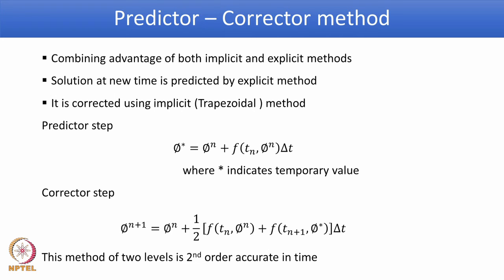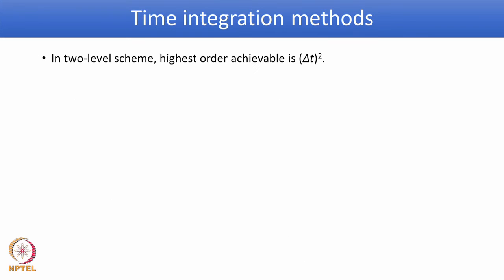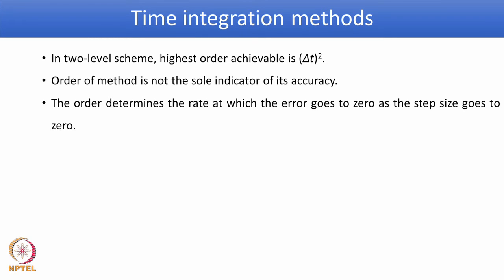This method of 2 levels is second order accurate in time. In a 2 level scheme, the highest order achievable is delta t squared. The order of a method is not the sole indicator of its accuracy. The order only determines the rate at which error goes to 0 as the step size goes to 0. So, the order is not just an indicator of accuracy.